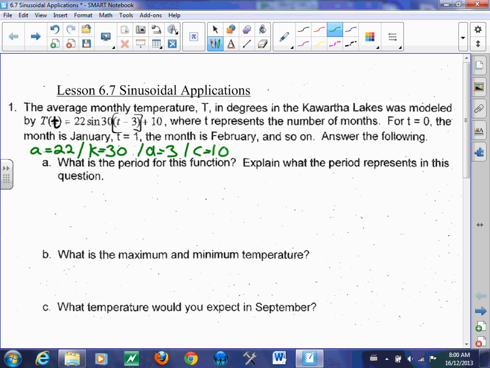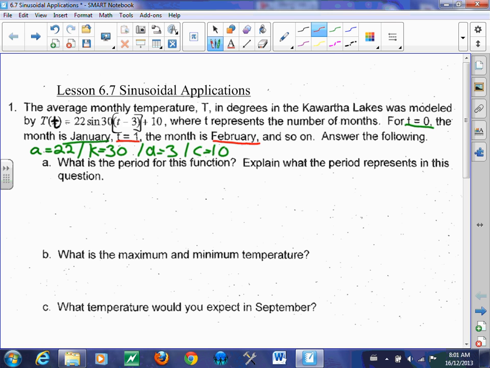Now I'm going to finish the word problem where T represents the number of months. Just remember that for T equals 0, that's the month of January. And if you're looking for the month of February, that's T equals 1, and so on. Okay, now it says to answer the following questions.